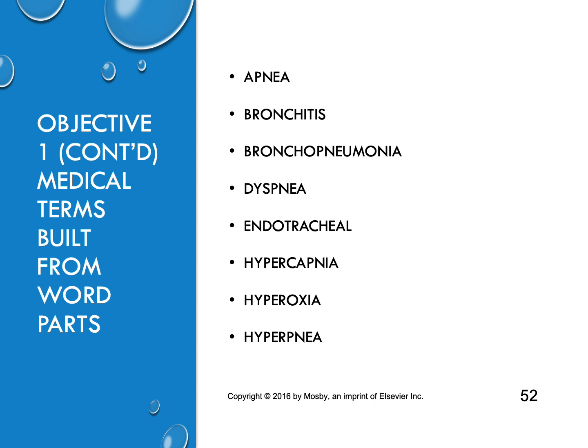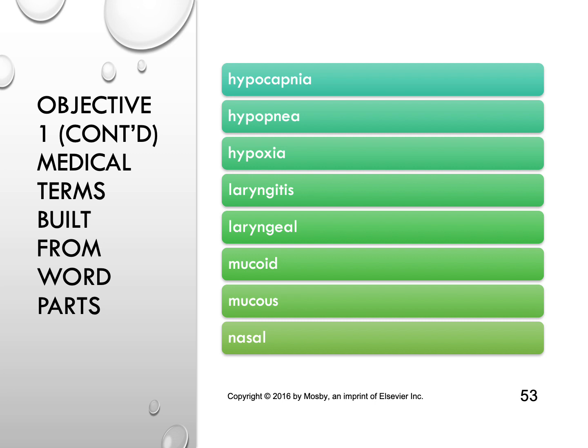And then lastly, we have hyperpnea, and hyperpnea is going to be like fast breathing, right? Or excessive breathing. And here we have some of those opposites that I had mentioned before, like hypocapnia. Remember, hypocapnia, a condition of deficient carbon dioxide, where hypopnea is deficient breathing. Hypoxia, right? We have a condition of deficient oxygen.